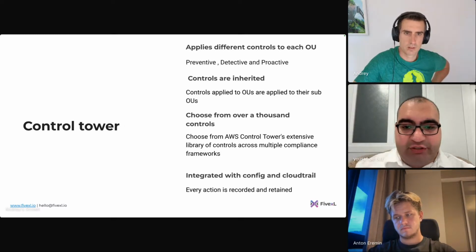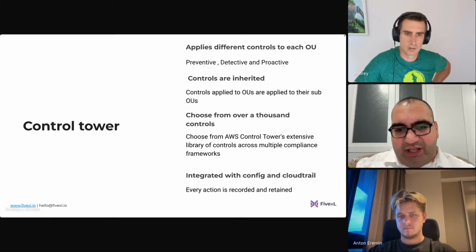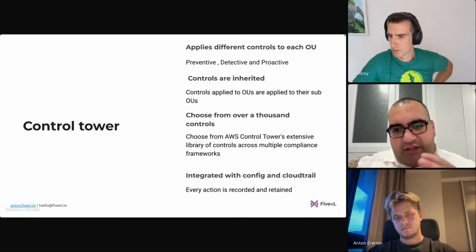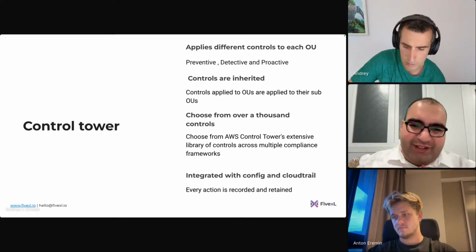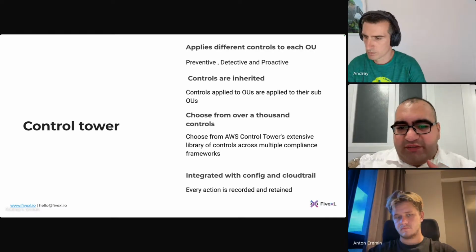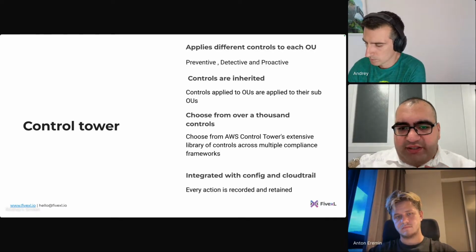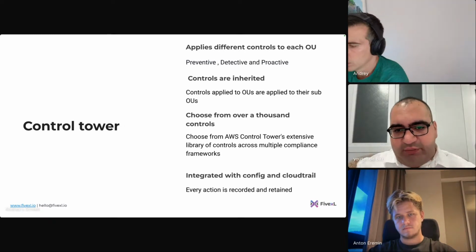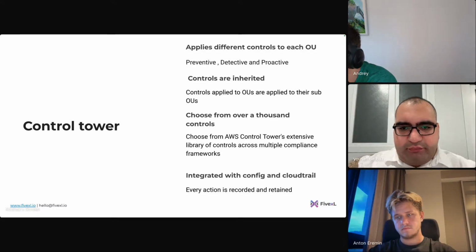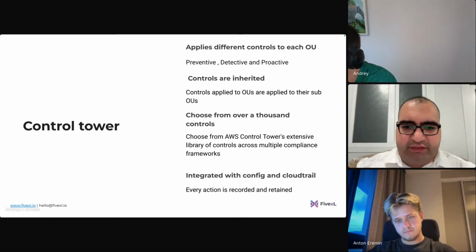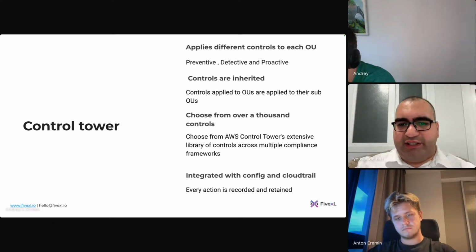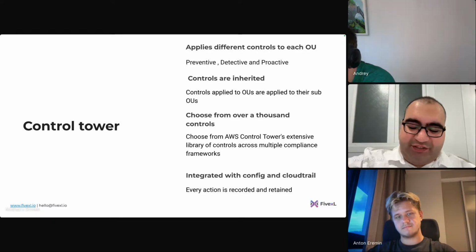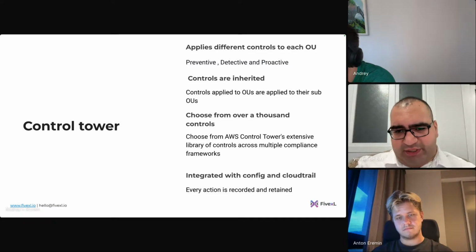Yeah. So Control Tower helps us apply different controls to each organizational unit. We enroll all the accounts in the organization into Control Tower. For each organizational unit, we have predefined controls that are created by AWS. There's a huge number of controls, over 1,000 right now. They are preventative, detective, and proactive. They are inherited. So if there's an organizational unit inside an organizational unit, the child inherits the controls of the parent.